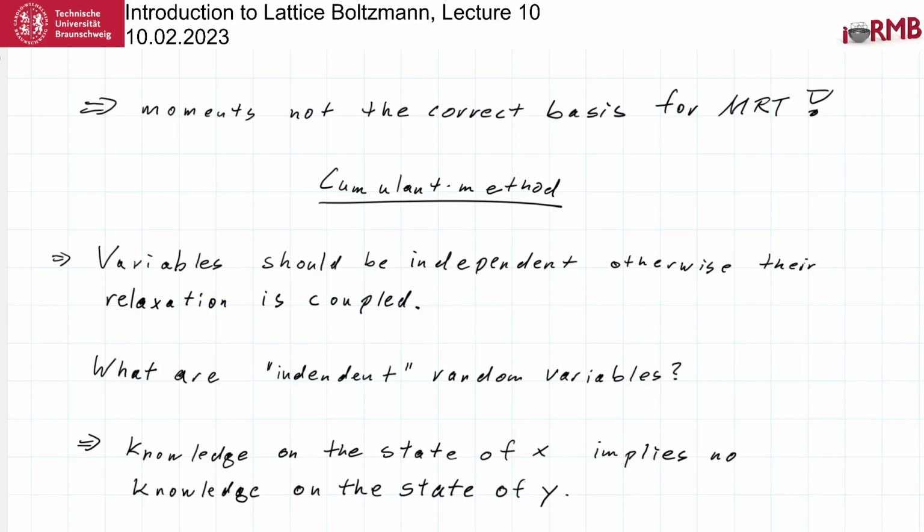So this is the thing. The example that we usually have is you throw two dice, and you know the one shows 3, then you don't know anything about what the other shows. This is independence. This is what we mean.